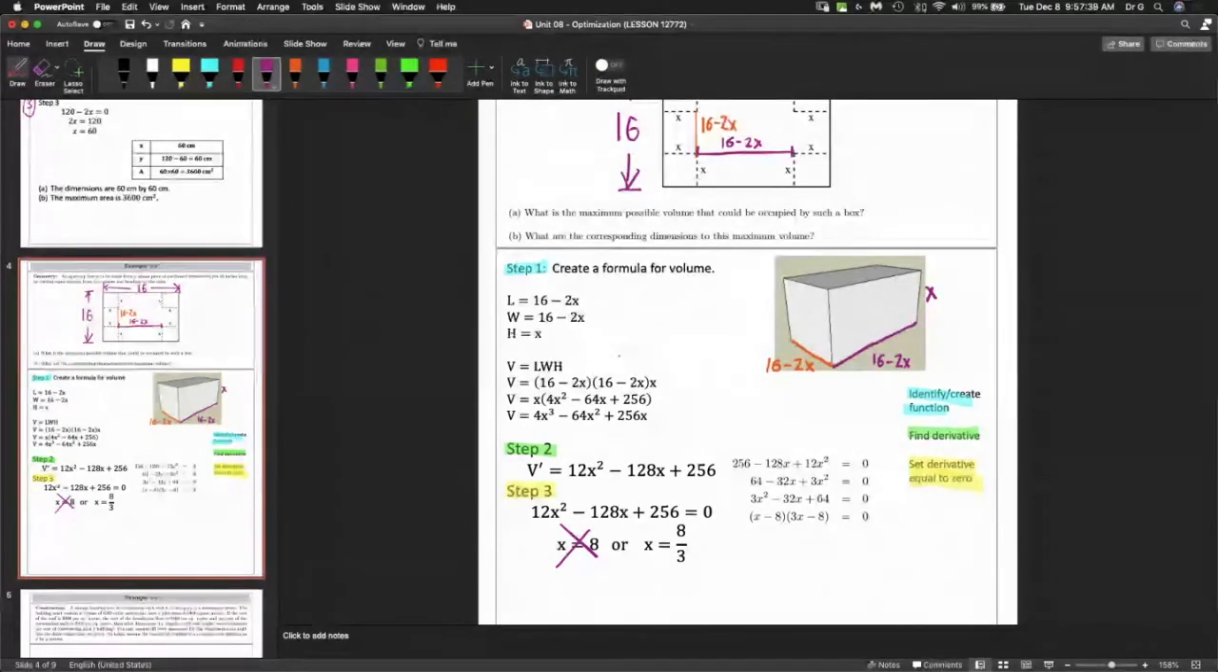You get 0. Can you have a box with 0? Do you think 0 is a maximum area? The maximum area is 0? That makes no sense, right? So 8's garbage. Don't use it. 8 over 3 is going to be the answer.